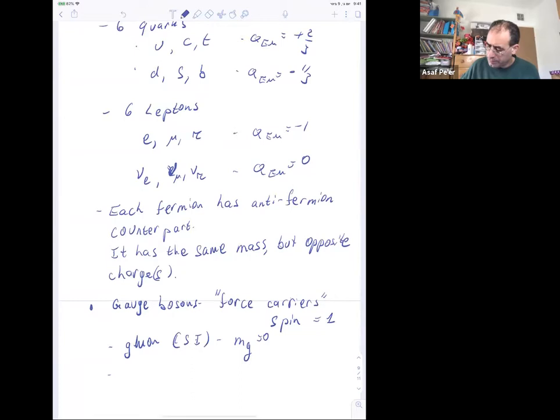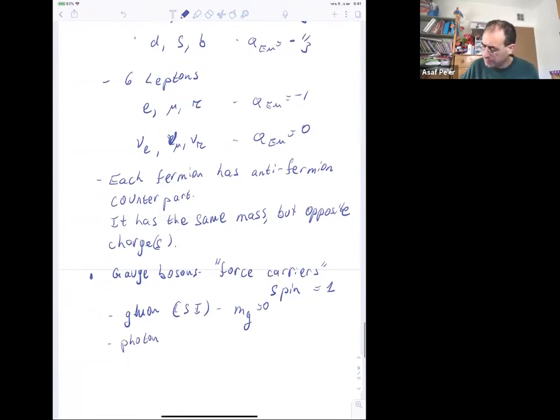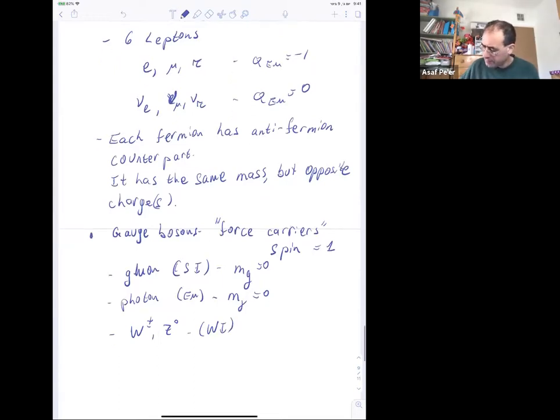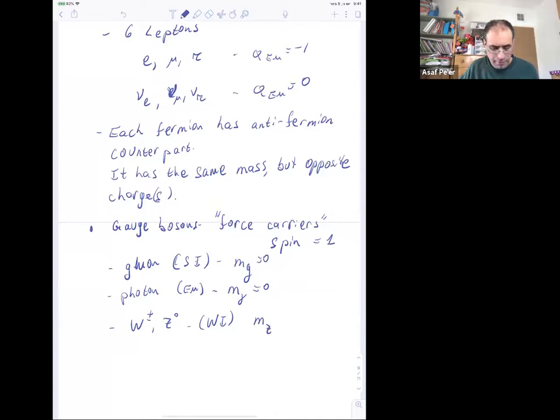We have the photon. It's the mediator of the electromagnetic interaction. And of course, it's massless as well. And we have the W and Z bosons. Here, the mediator of the weak interactions. They are massive. The mass of the Z boson is about 91 GeV. And the mass of the W particle is slightly lighter, about 80 GeV.